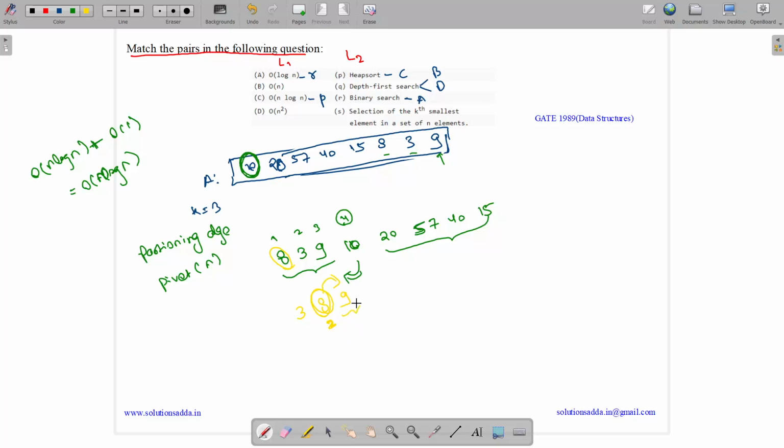Now we will make 9 the pivot. 9 will come at its exact position, all the items less than 9 on the left, greater than 9 on the right, like 40, 15. It's at position 3, which matches k, which means we have found the kth smallest element.